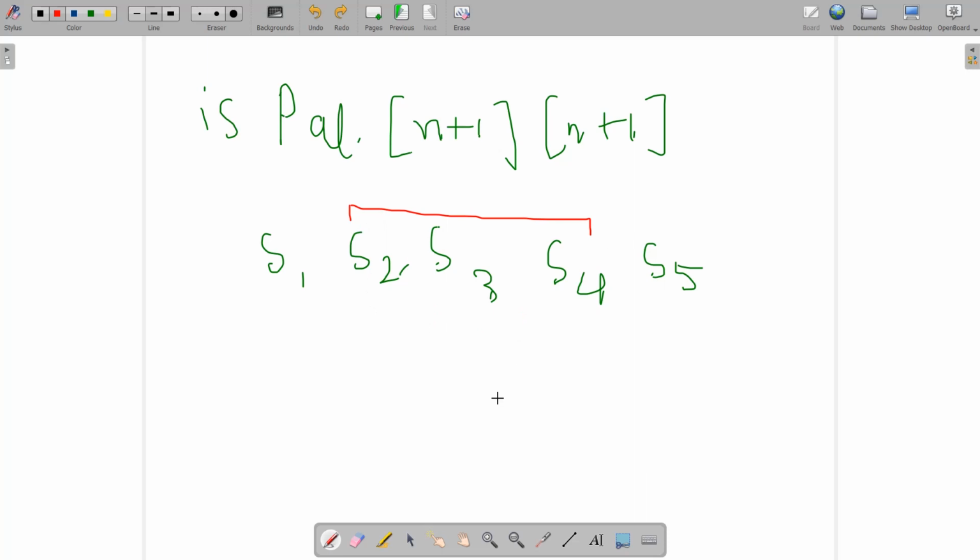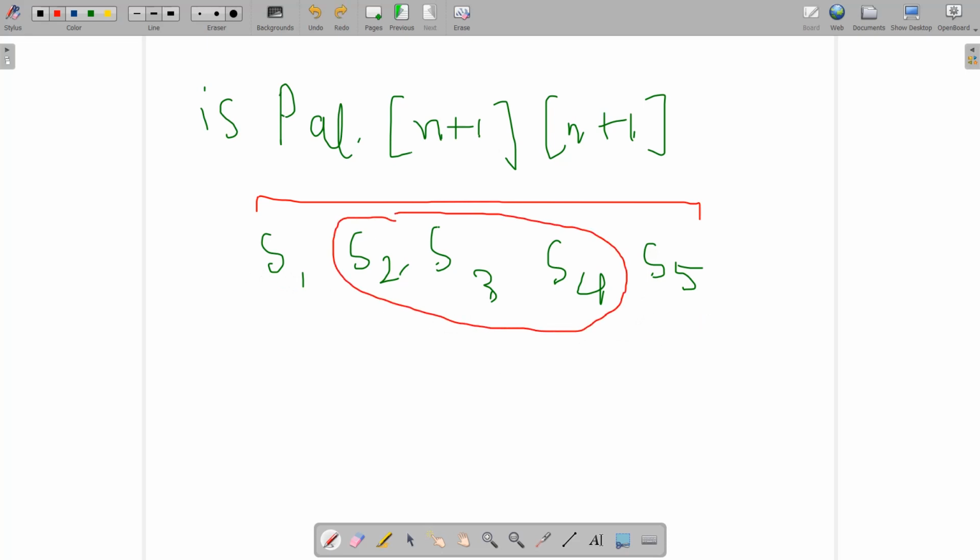Suppose I claim that S1 to S5 is a palindrome. This will be a palindrome only when the extreme characters S1 and S5 are exactly equal, and the substring excluding the first character and the last character must also be a palindrome. Then only can I say that this entire substring is a palindrome. Okay, so the concept is that we are going to use something similar to matrix chain multiplication. We will start from length equal to 1 and then move further to length equal to 2 and so on.